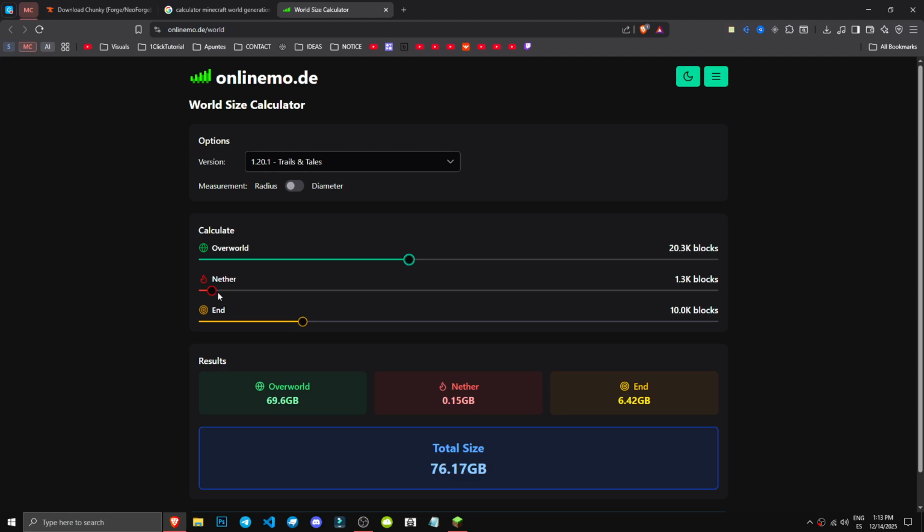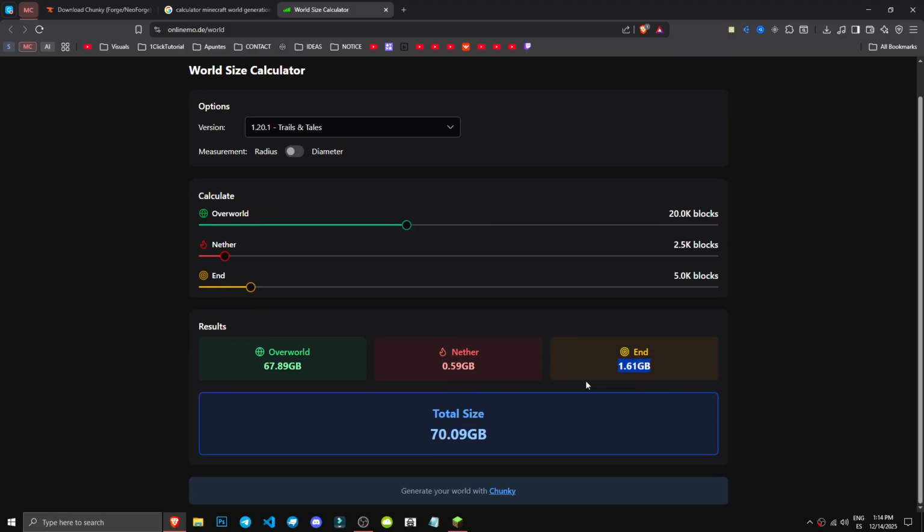In the nether, we've generated a radius of, well, 20,000 divided by 8, so 2,500 blocks. Well, no, 2,500 would be right, wouldn't it? And then in the end, well, 5,000 blocks. So there we have total size 70 gigs, okay? The overworld is 67, the nether 0.59, and the end 1.61.